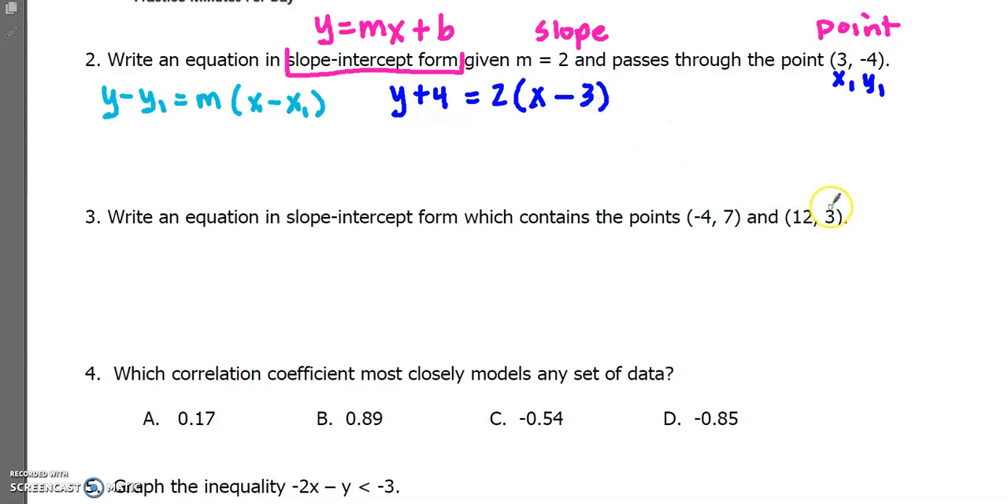So it's in point slope form. We want to change it to look like this in the slope intercept. So we just need to do a little bit of rearranging. So I'm going to eliminate my parentheses first by distributing. And I will have y plus 4 equals 2 times x, which is 2x, 2 times a negative 3, which is negative 6. And then all I have to do is move my 4 over by subtracting.